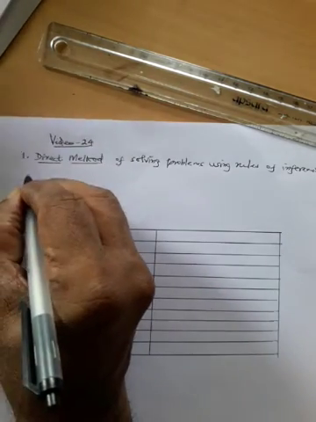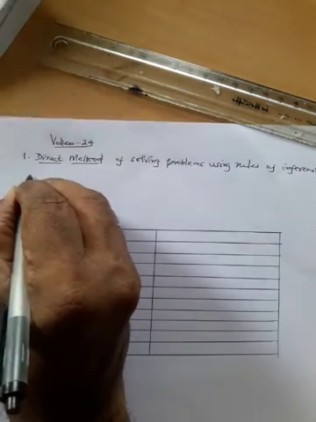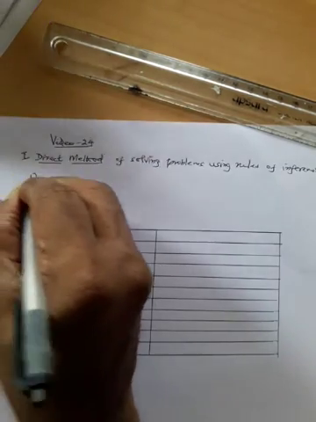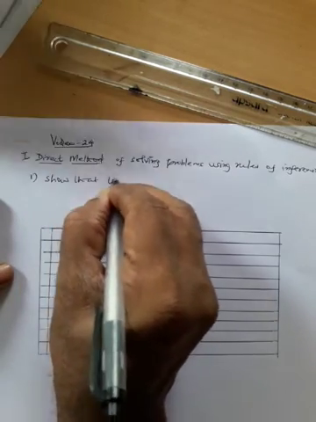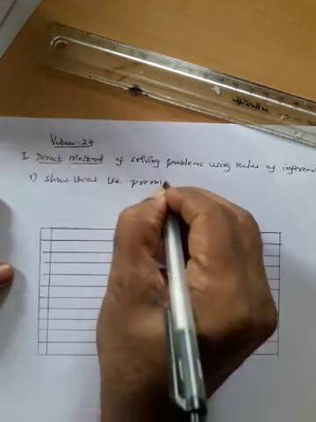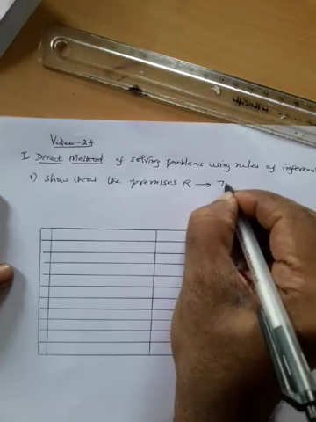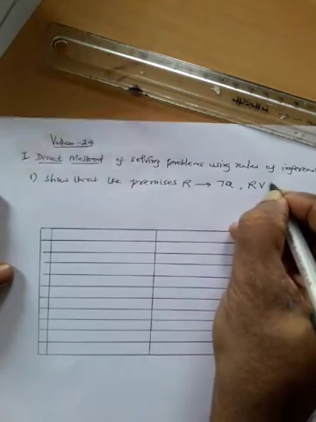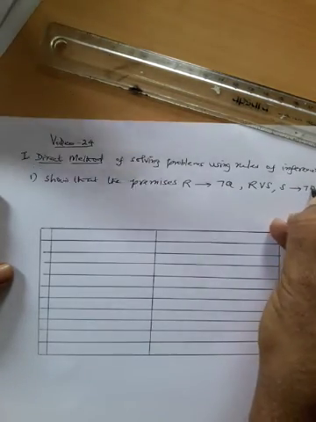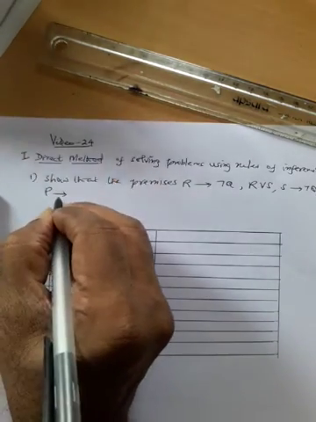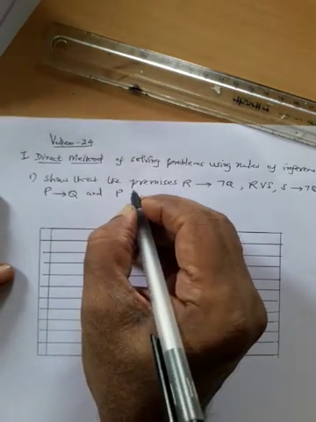So problem 1. Show that the premises R conditional negation Q, R or S, S conditional negation Q, P conditional Q, and P are inconsistent.